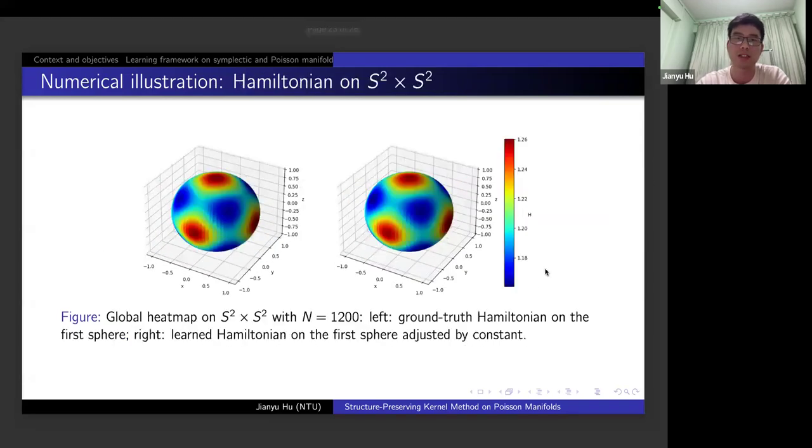Another example is a Hamiltonian defined on the manifold S2 times S2. We can draw the global heat map. The left one is the ground truth, and the right one is the learned. The result demonstrates that the learning performance is pretty good.